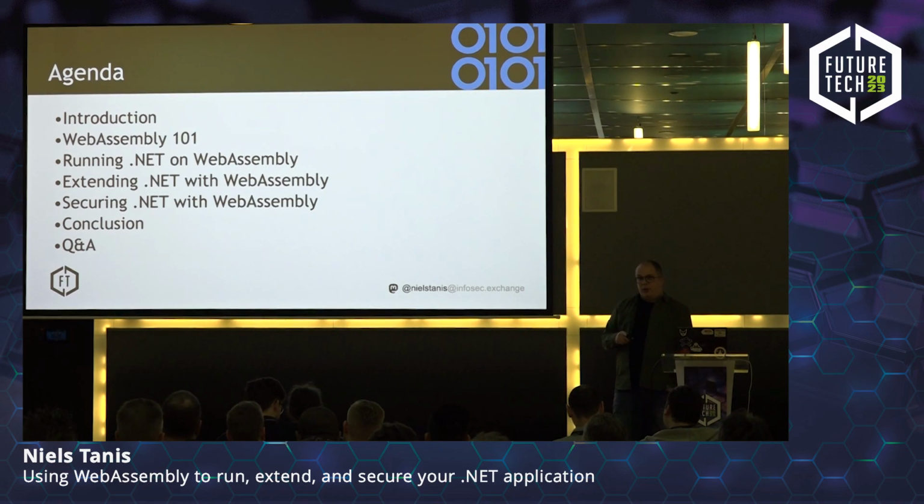I'm first going to do a brief introduction on WebAssembly, and I'm going to focus on what makes WebAssembly secure. Because I think by default, yeah, you can compile to it, but what are the internals? What's happening in there? What does WebAssembly do if you create a module? What makes it secure? Then we're going to run .NET on WebAssembly, which you probably all can imagine what that will be.